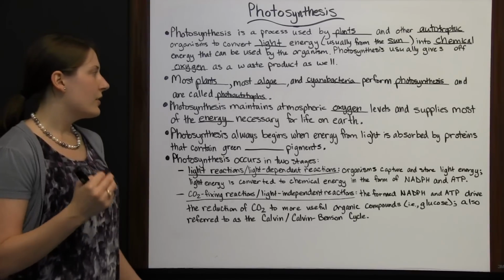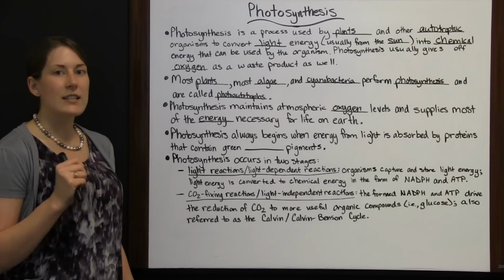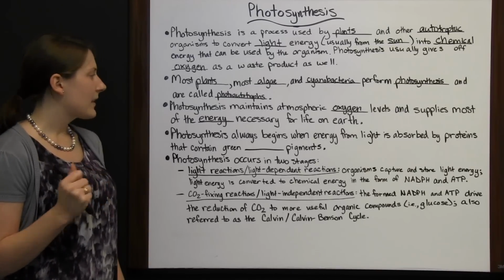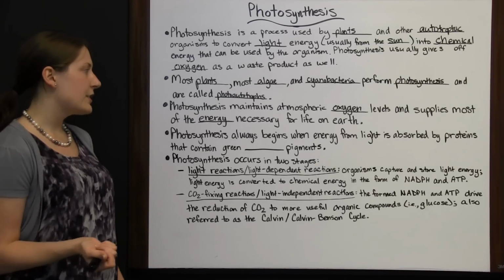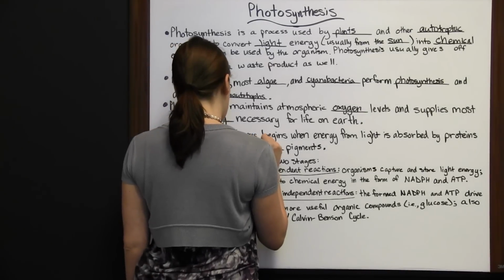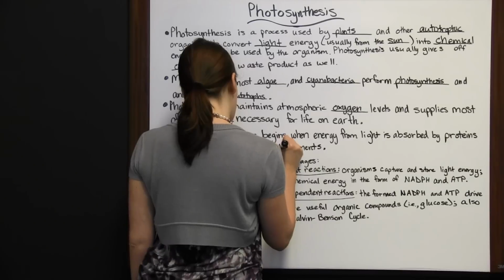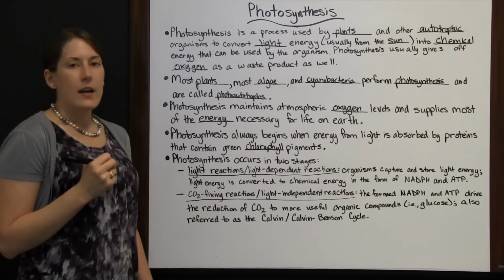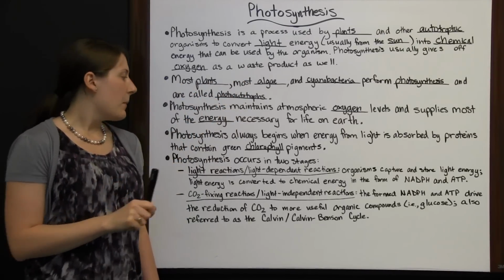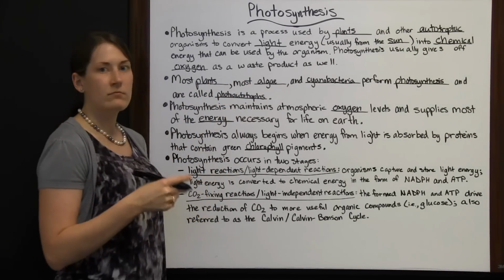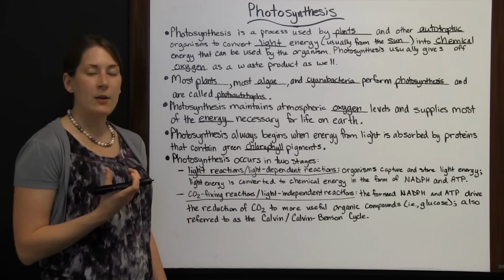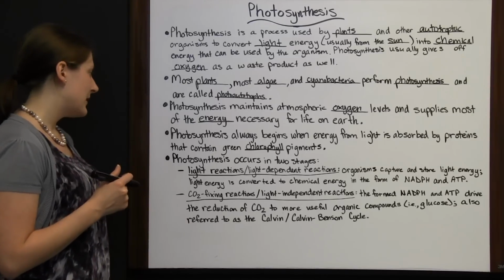So while there are other sources of energy, the light energy is a primary source for everything going on Earth. Photosynthesis always begins when energy from light is absorbed by proteins that contain green chlorophyll pigments. So the autotrophs that perform photosynthesis don't always look green, but somewhere in their body, they're going to have these chlorophyll pigments that are able to take in and absorb light to start the process of photosynthesis.